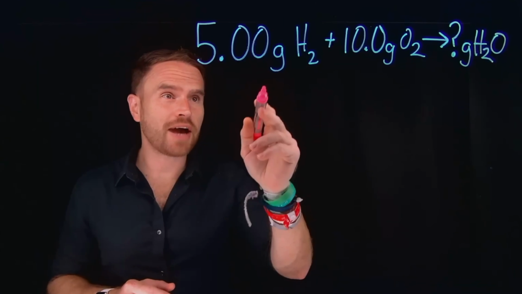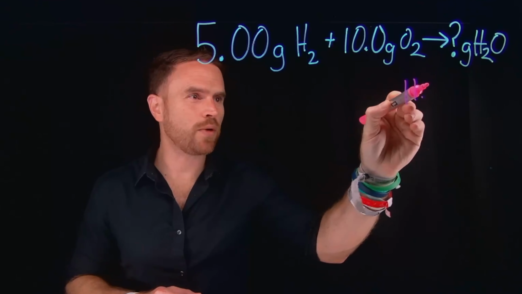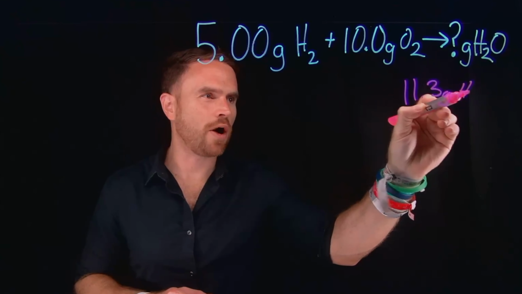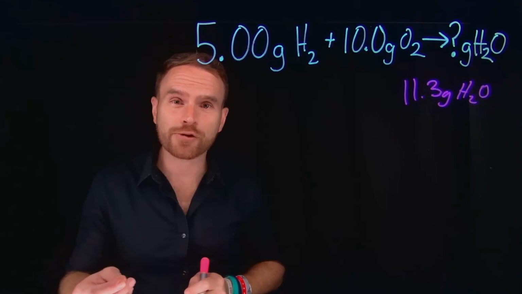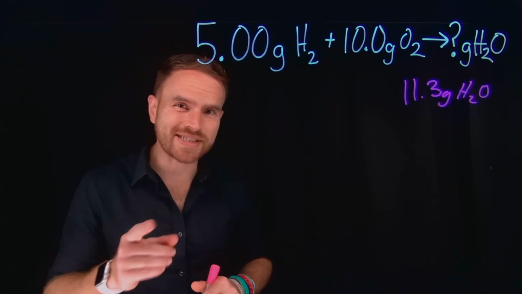When you combine 5 grams of hydrogen and 10 grams of oxygen, you end up making 11.3 grams of H2O. And the way that I know that is that I understand limiting reagents and stoichiometry. And by the end of this video, you'll know exactly how I figured that out.